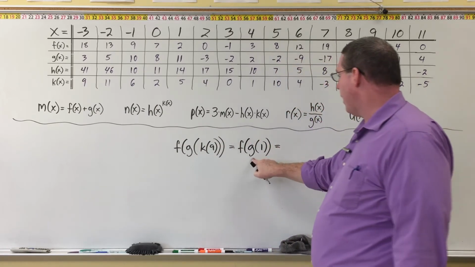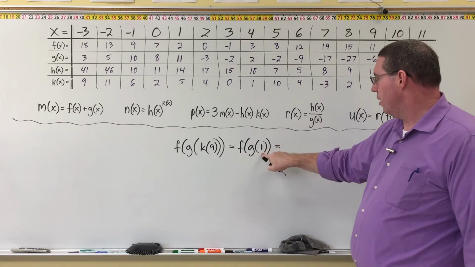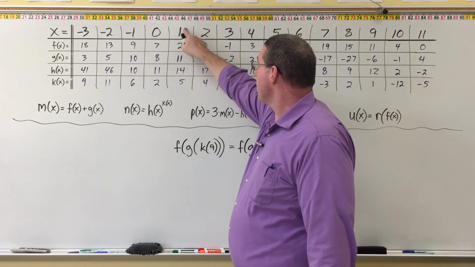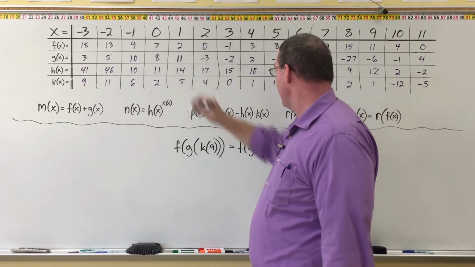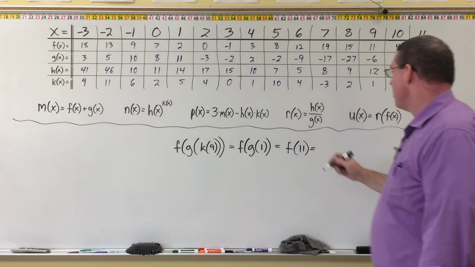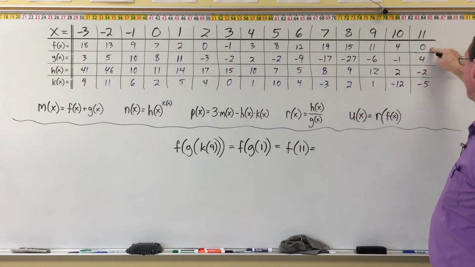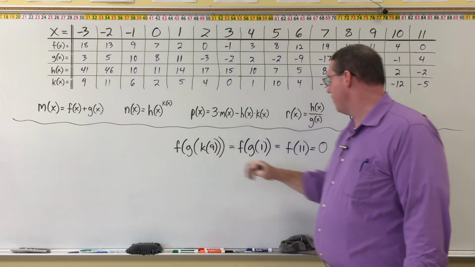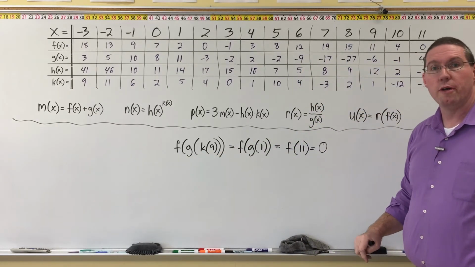All right, well, now to plug into f, we need to know the output of g. What's g of 1? Well, here's 1. g is the second row, so g of 1 is 11. So what we really have here is, what is f of 11? And that's easy to find. Go to the 11. f is the first row, that's 0. And therefore, f of g of k of 9 is equal to 0.